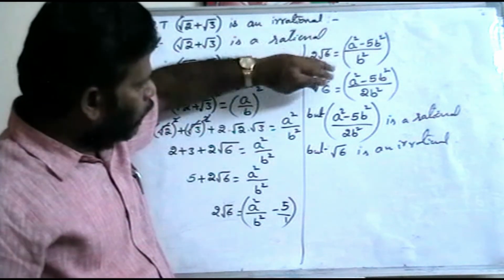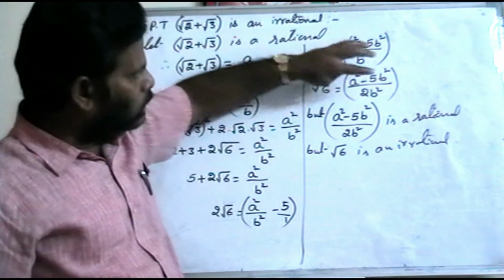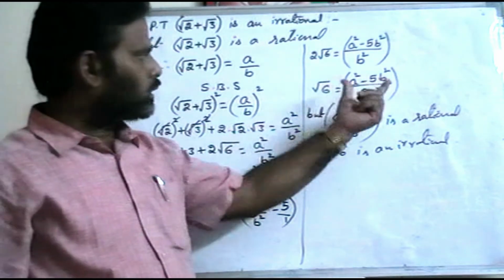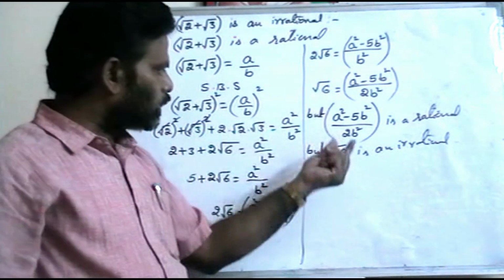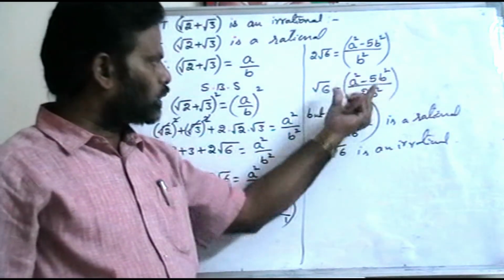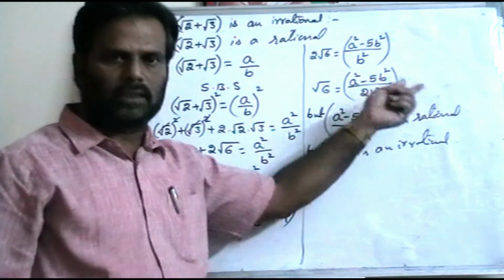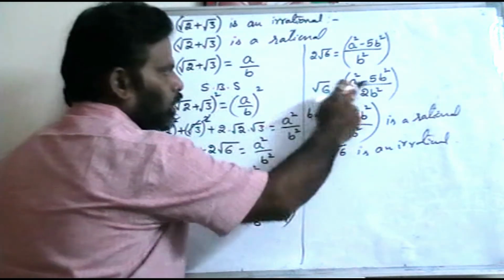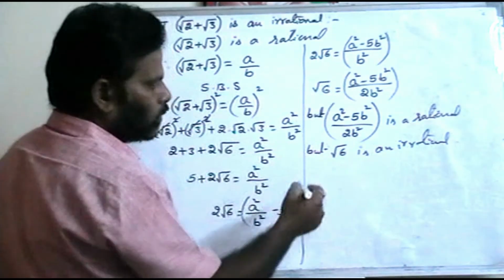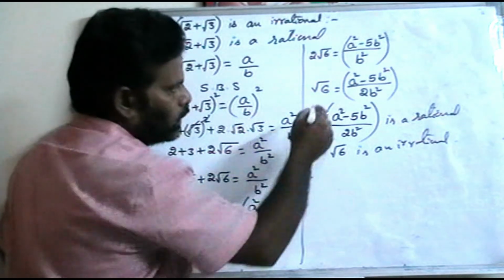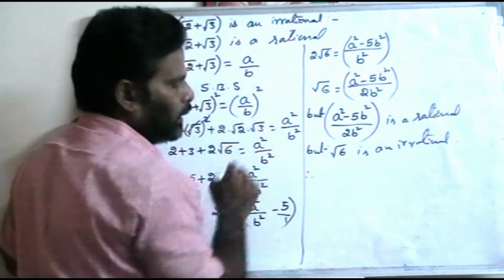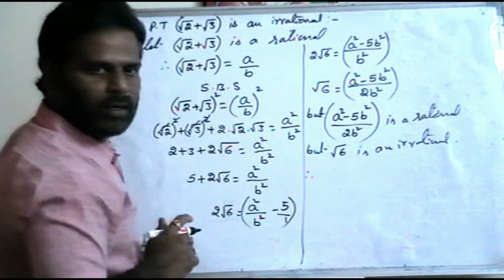Why? Because an irrational number never equals a rational number. Rational is not equal to irrational. Here root 6 is irrational. Right side part, (a square minus 5b square) by 2b square, is a rational. So rational is not equal to an irrational number. Therefore, it is a contradiction. Why? Because an irrational number is not equal to a rational number.